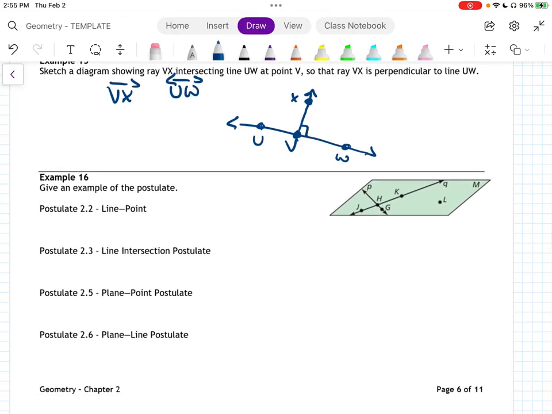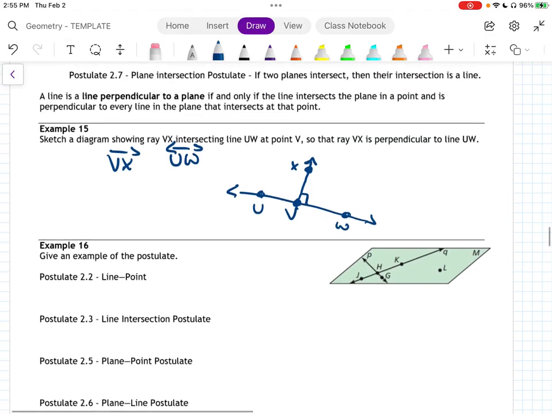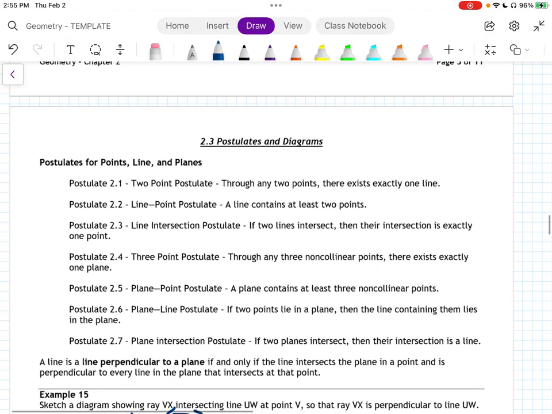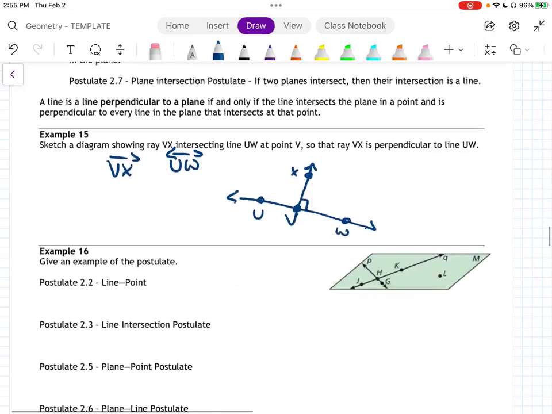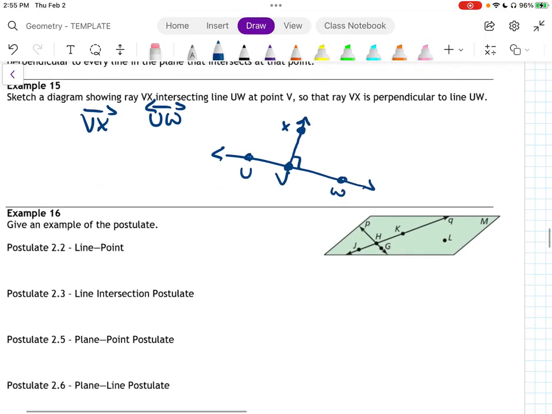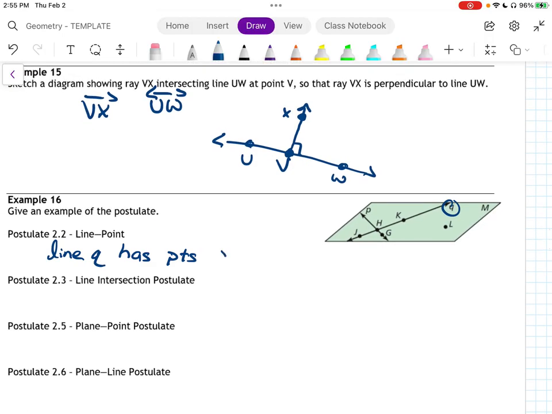The line point postulate. Well, let's reread that. A line contains at least 2 points. Well, let's find a line, and then let's list 2 points on it. So I'm going to say line Q. Line Q has points J, H, and we could even say K. So there we have 3 points, right? We only needed 2, but we listed 3.